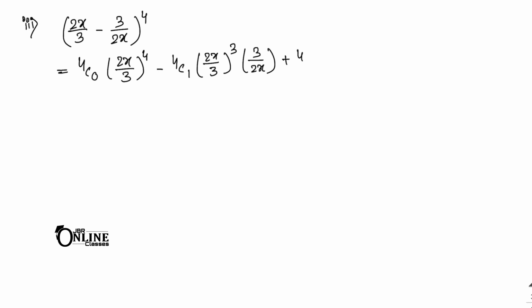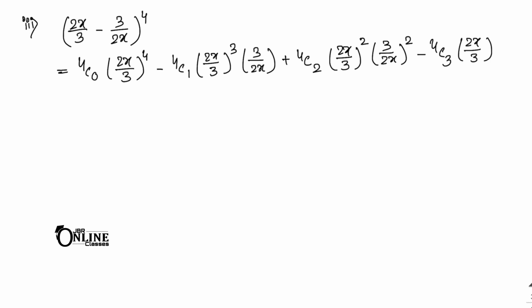Next one will be again positive, so 4c2, and here you can write down (2x) whole square, and that one will be (3 by 2x) whole square. Clear? Now the next one, negative again, 4c3, here (2x) to the power 1 and (3 by 2x) whole cube. And the last one here, 4c4, here (2x) to the power 0 and then (3 by 2x) whole to the power 4.